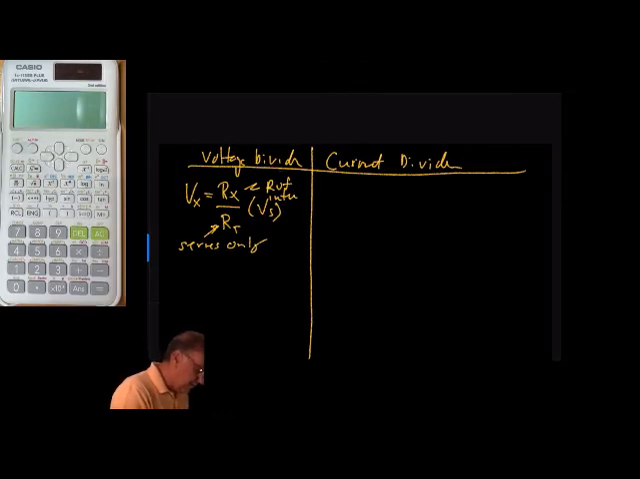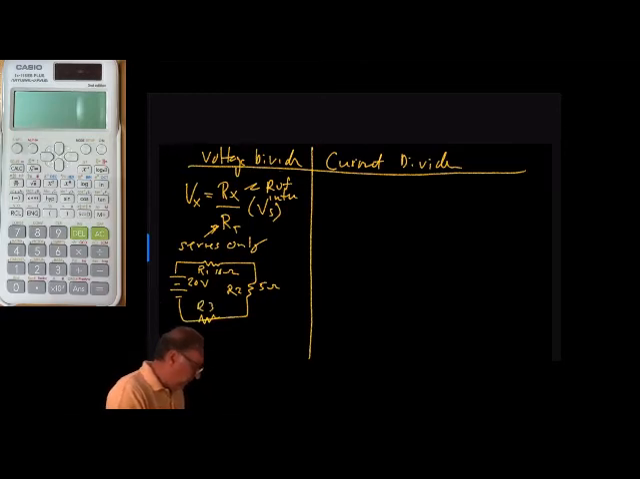Just to draw a little example of that, we would have a power supply here, 20 volts. R1 is 10 ohm. R2 is 5 ohm. And actually we have a resistor over here as well. This is R3, 7 ohms. And we want to measure the voltage across R2.